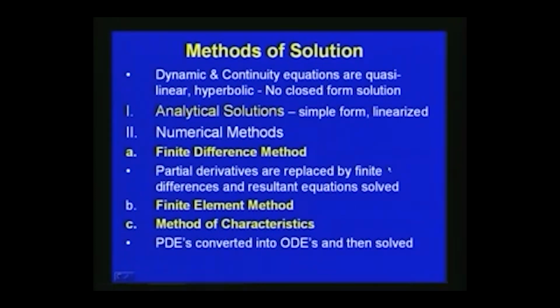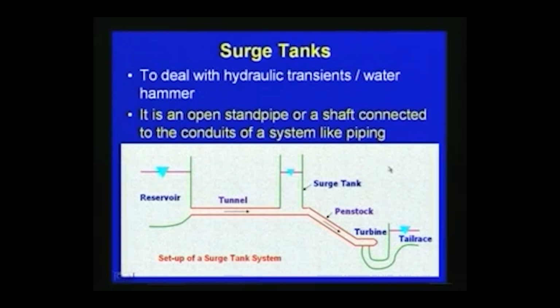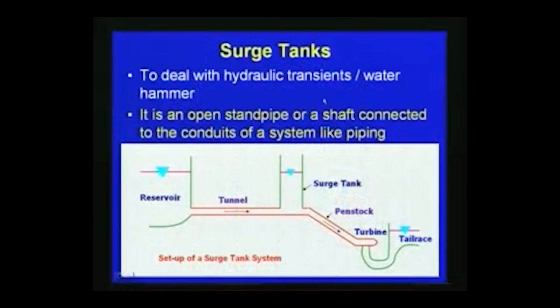We have also seen another system, the lumped system, as in the case of a surge tank. Instead of a distributed system, here we have a lumped system where a large mass is either transferred to the surge tank or going out from the surge tank. Here we will briefly discuss the surge tank, which we have discussed earlier. Surge tanks are used to deal with hydraulic transients or water hammer.